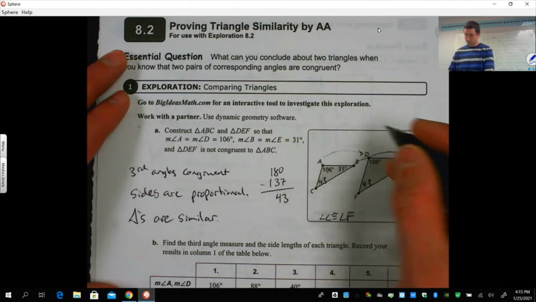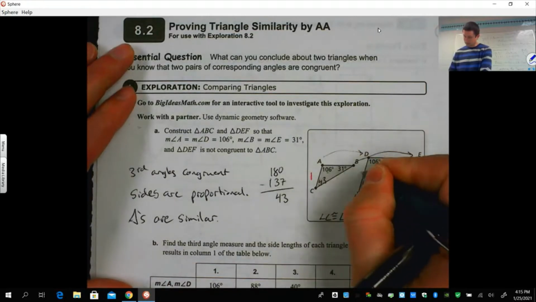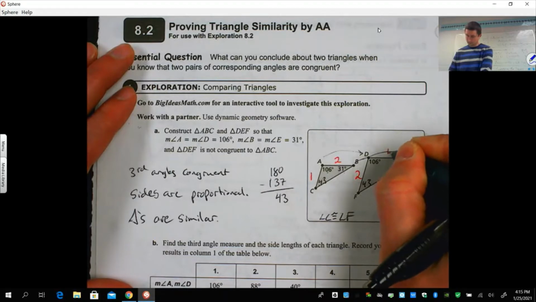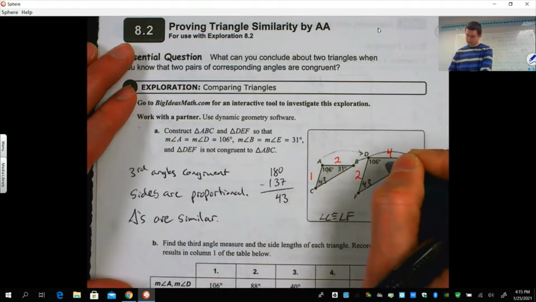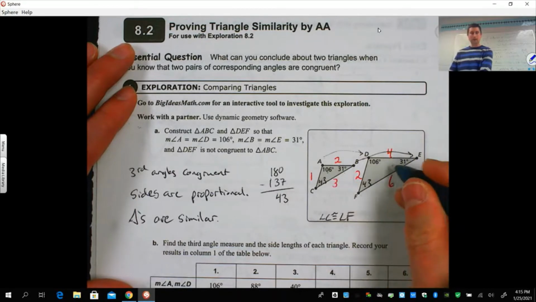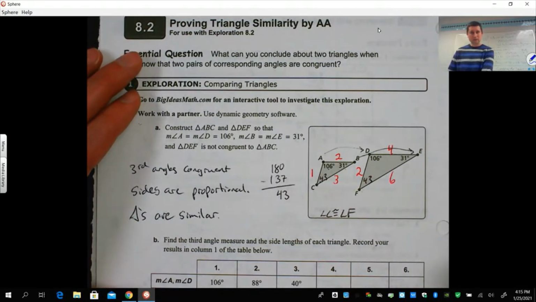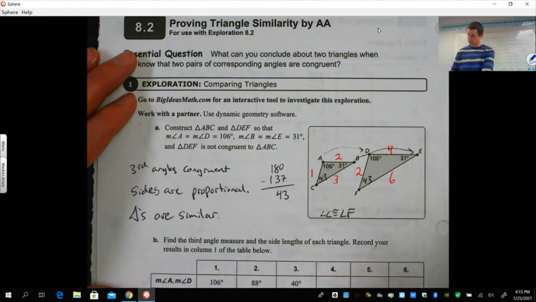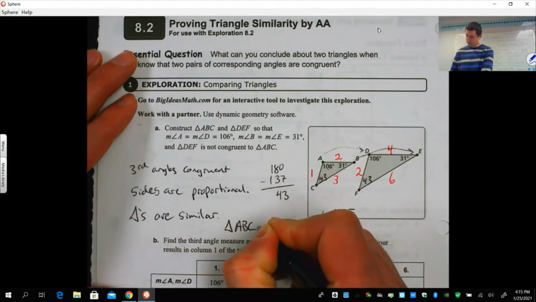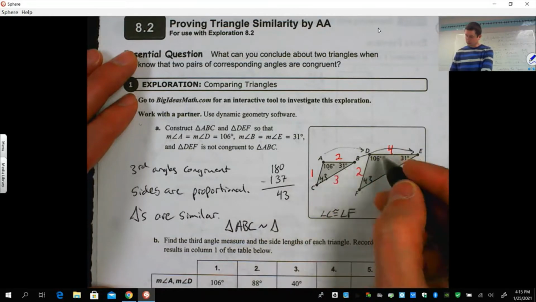So the sides being proportional, that'd be like saying, if this side is 1 and this side is 2, if this side is 2, this side would have to be 4. And if this side is 3, this side would have to be 6. So this scale factor would be times 2. We can write a similarity statement just like we can with a congruence statement. So I could say triangle ABC is similar to triangle DEF.